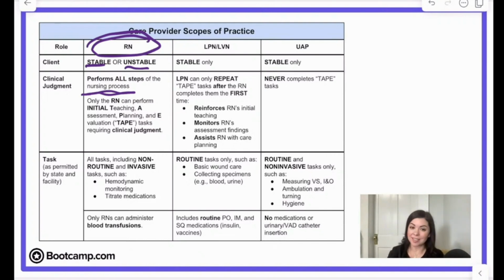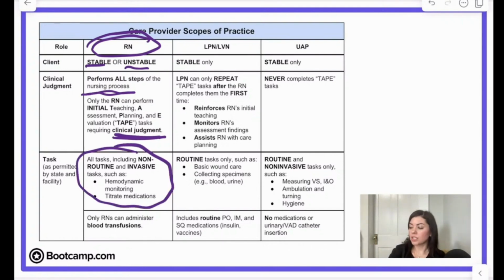The teaching, the assessment, the planning, the evaluation. All of these things require clinical judgment. And we have spent many years in nursing school gaining a lot of knowledge in clinical judgment. These things really come into play when we are performing the nursing process. So we need to use all that knowledge, and we are responsible for, once again, all steps of the nursing process. And we are also responsible for all tasks, routine and non-routine.